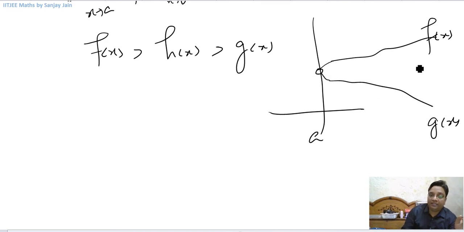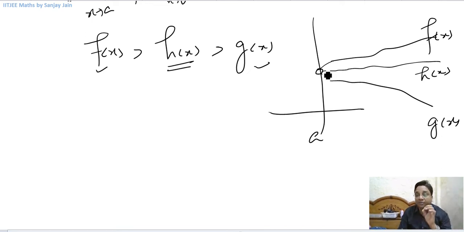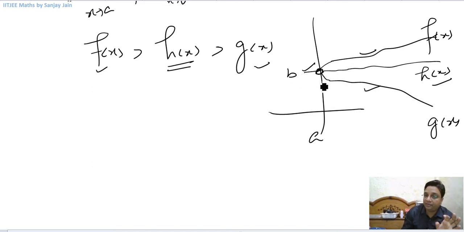right? And if there is a graph which is h of x, that is between f of x and g of x always, right? So this graph of h of x will definitely pass through this point, or will definitely approach this point, right? So at x equal to a, this will definitely approach this point, because h of x is always between f of x and g of x, and f of x and g of x approach same point here. Let's name this point b. Both these graphs approach this point b here, so h of x will also approach this point, right?